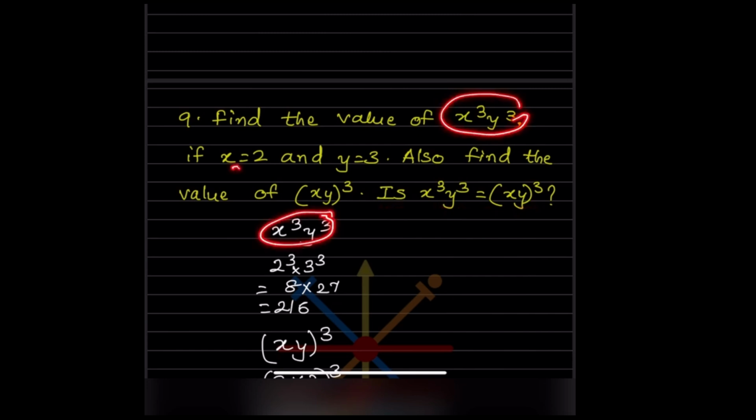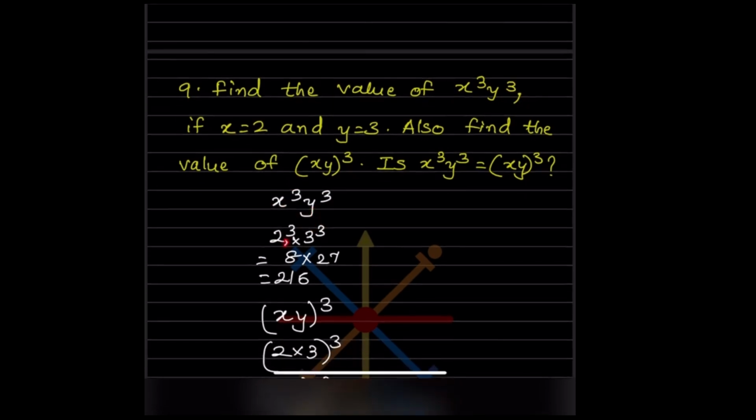And we have the values, so we are just going to plug in the values. For x we are going to put 2 cube, and here this is going to be 3 cube. So 2 cube means 2 into 2 into 2, that is going to be 8. 3 into 3 into 3, that is going to be 27, and when we multiply, you get 216.